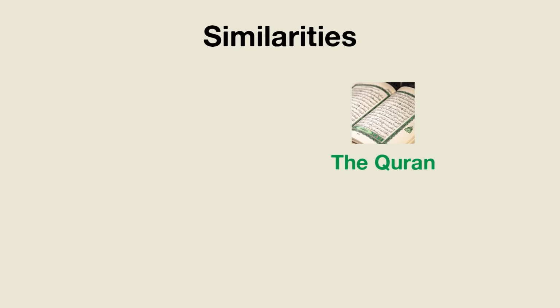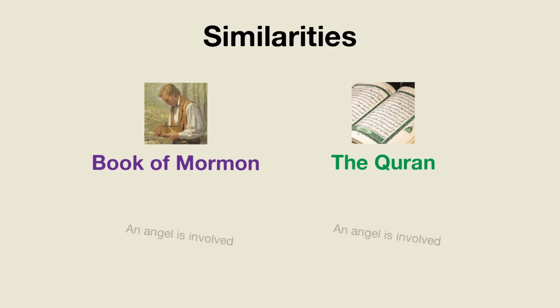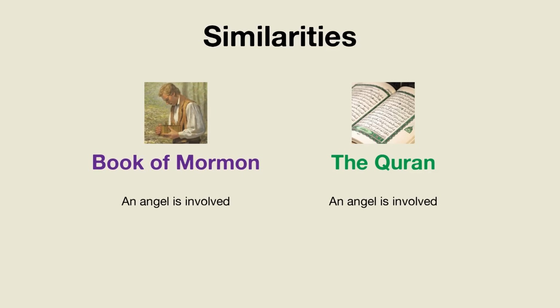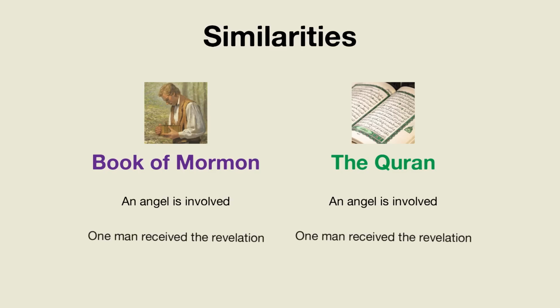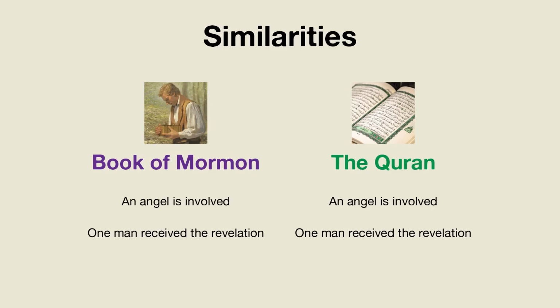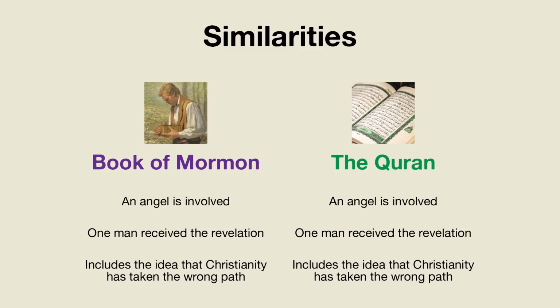Many people have noticed the similarities between the claimed origin of the Quran and the claimed origin of the Book of Mormon. Both involve angels, both involve just one man receiving the revelation, and both involve the idea that Christianity has taken the wrong path. Obviously, there are a lot of important differences, but I find the similarities quite interesting.